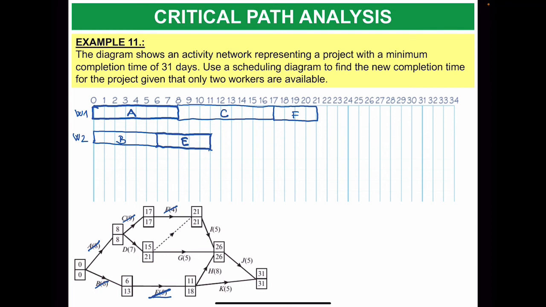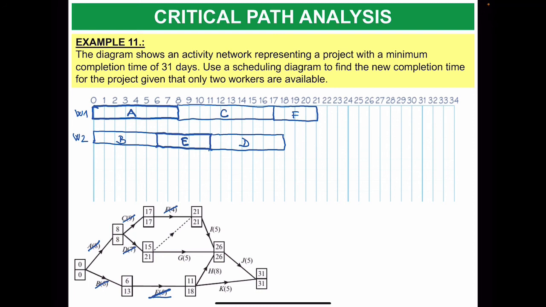When E is finished, that is at 11 days, I can definitely start the D. I can assign it for this worker because D has some float and it doesn't have to start at 8, it can start later, so it takes 7, so up to 18. That's D. So F and D is finished.